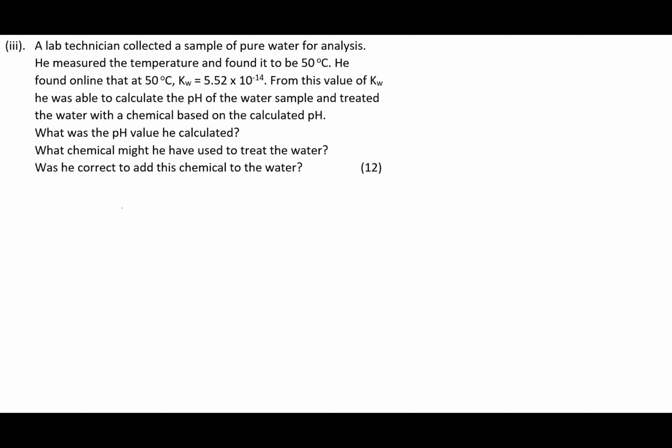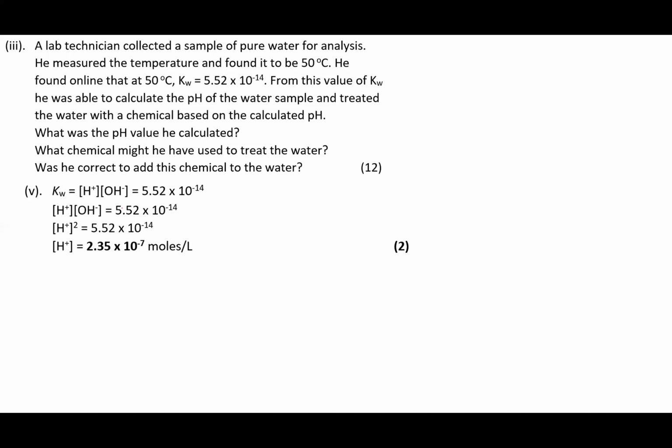So a lab technician collected a sample of pure water for analysis. He measured the temperature and found it to be 50 degrees Celsius. He found online that at 50 degrees Celsius, Kw is equal to 5.52 by 10 to the minus 14. From this value of Kw, he's able to calculate the pH of the water sample and treated the water with a chemical based on the calculated pH. What was the pH value he calculated? What chemical might he have used to treat the water? And was he correct to add this chemical to the water?